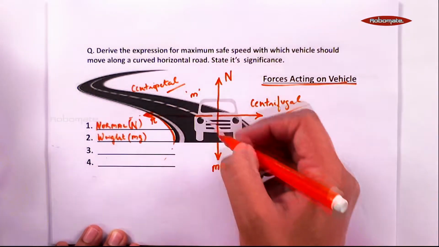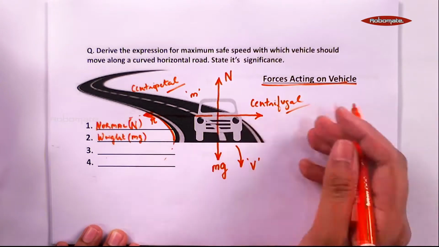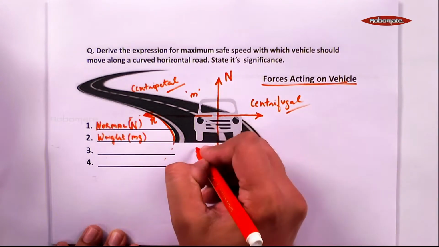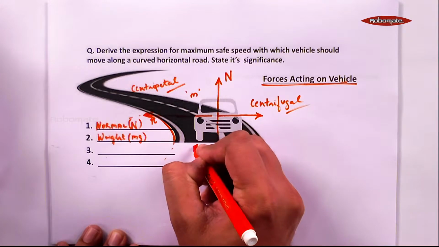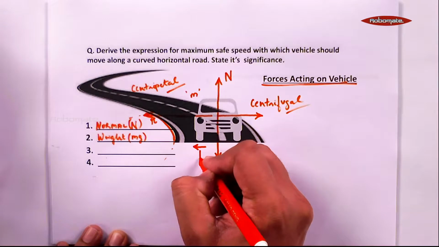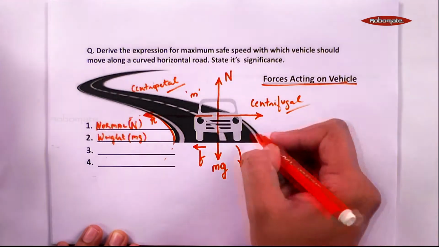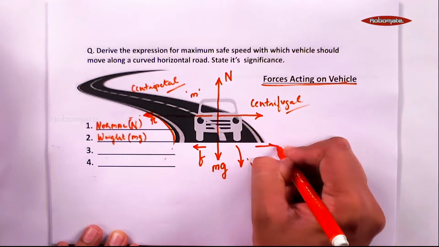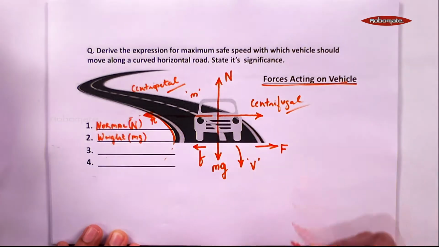What is the real centripetal force which is keeping the car from skidding outwards? Obviously, it is nothing but the frictional force between the car tire and the road surface. Let's call this frictional force f. And in this case, let the centrifugal force, which is acting in the outward direction, be represented as capital F.